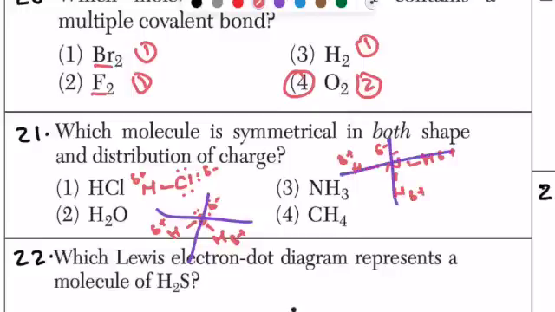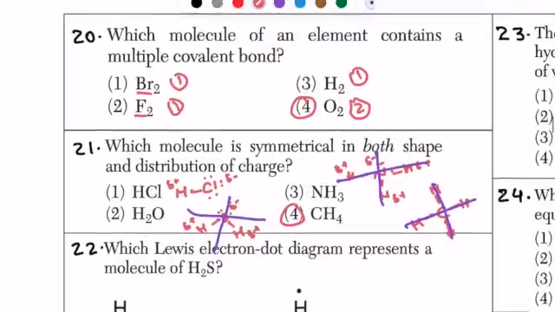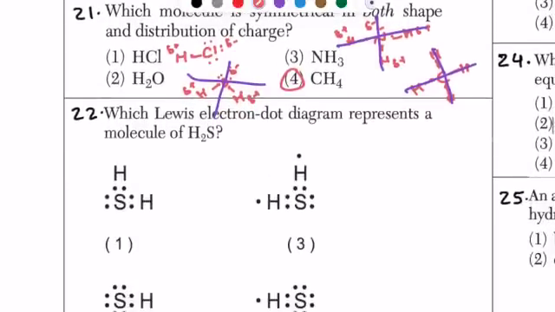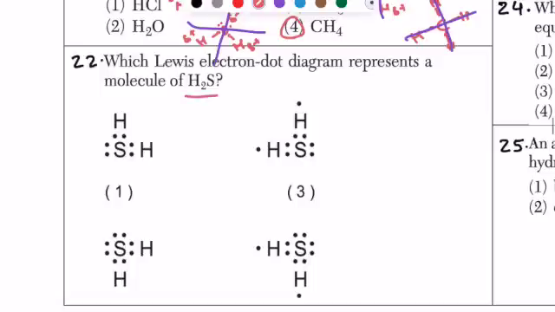asymmetrical. So lastly, we have CH4. Carbon has 4 electrons. And we are going to have 4 hydrogens on each side. So when you now draw your lines of symmetry, this one seems to be symmetrical. So your answer to this question is going to be CH4. Then the Lewis dot diagram that represents H2S. This right here is how you draw the Lewis dot diagram of covalent substances.